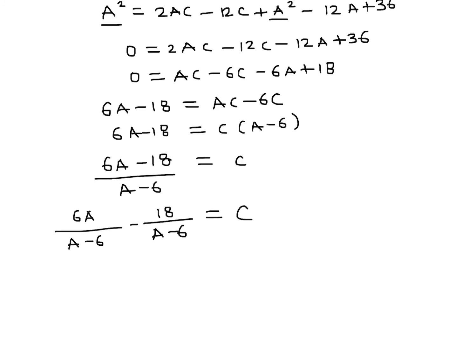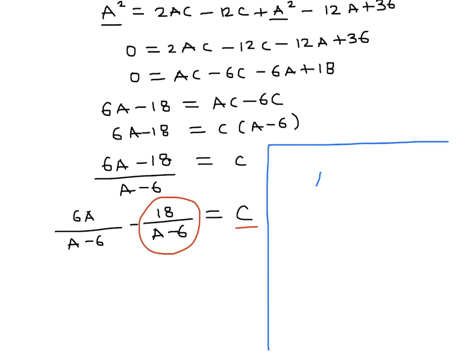When you break it up like this, I want you to concentrate on this term right here. Remember, these are all integer values, so c is an integer. The only way you're going to get an integer is if this is an integer, the one I circled in red. So therefore, that means that a minus 6 is the denominator and 18 is the numerator. So 18 divided by a minus 6 has to be an integer. How do you do that? Well, a minus 6 must be a divisor of 18.